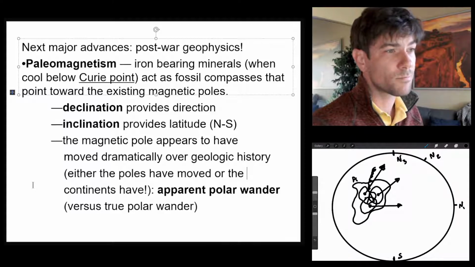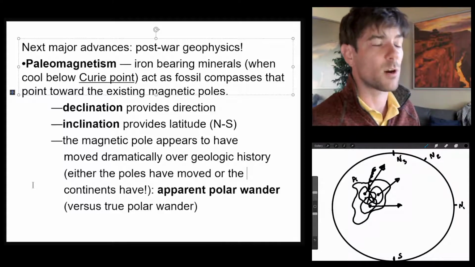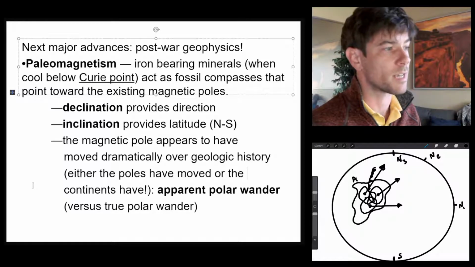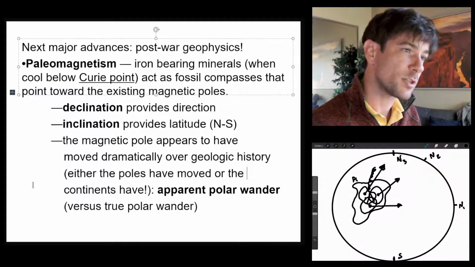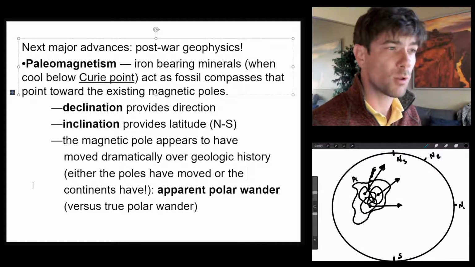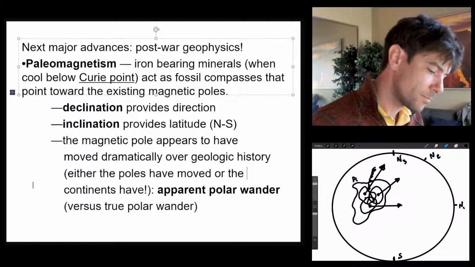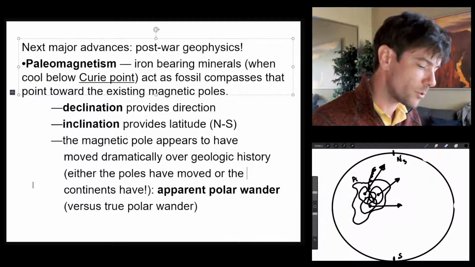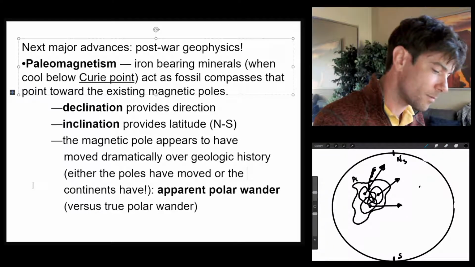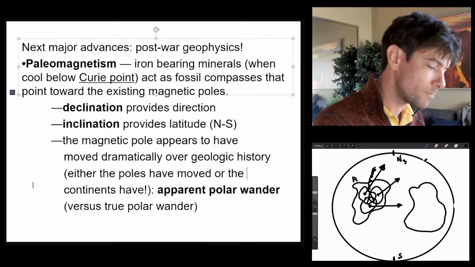But there's an easy way to test this hypothesis. This, by the way, would be something we call true polar wander, right? If the pole was actually moving, that would be true polar wander, and that would look something like this. However, we can test this pretty easily. All we have to do is go to another continent. Okay, here's another continent, continent B, right?